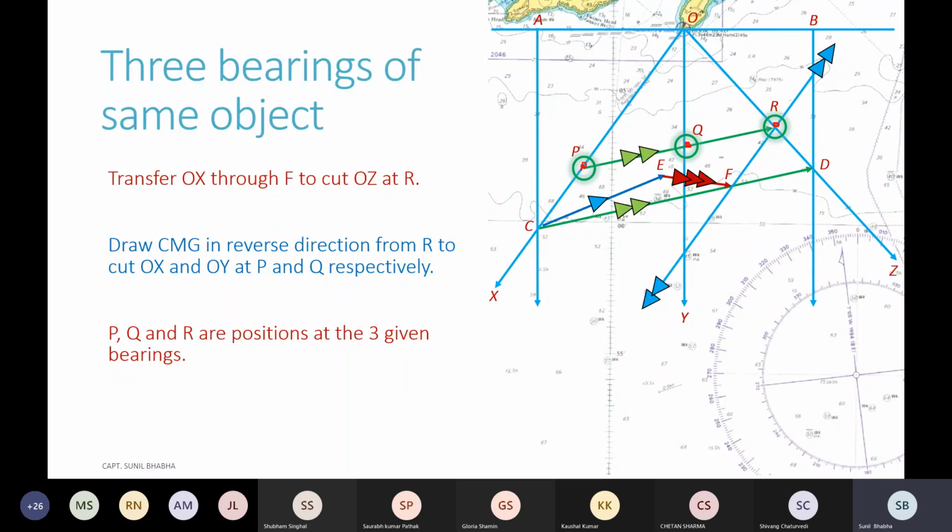So you can see now we have all the three positions known to us from the plot. We have the course made good also known to us. So this is the 3-point bearing method, or three bearings of the same object method.